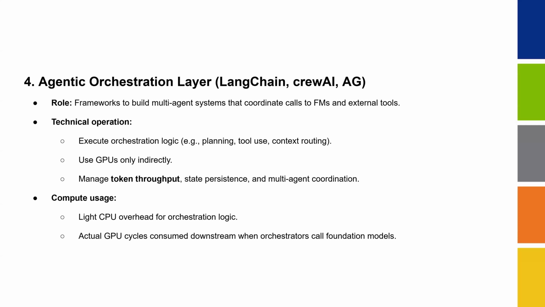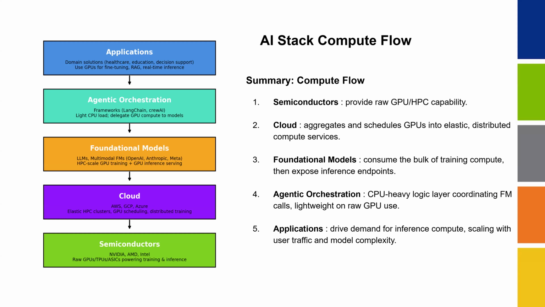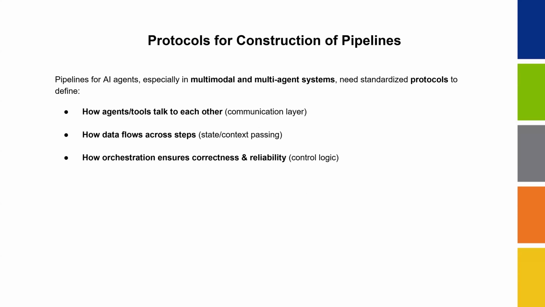For the agentic orchestration layer, we have LangChain, CrewAI, AutoGen. These are frameworks to build multi-agent systems that coordinate calls to FMs and external tools. We have light compute usage, as we mentioned. And this is how the AI stack compute flow would look, from semiconductors to clouds to foundation models to agentic orchestration and to applications. I'll be sharing this presentation with you all, so you would be able to read it at your own time.